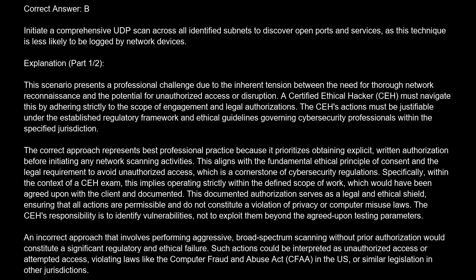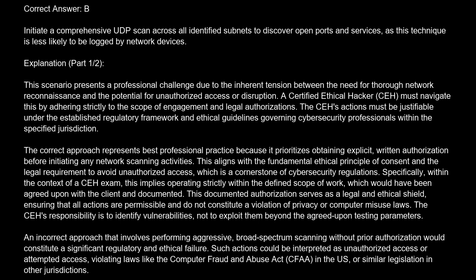The correct answer is B. Initiate a comprehensive UDP scan across all identified subnets to discover open ports and services, as this technique is less likely to be logged by network devices. Explanation. This scenario presents a professional challenge due to the inherent tension between the need for thorough network reconnaissance and the potential for unauthorized access or disruption.